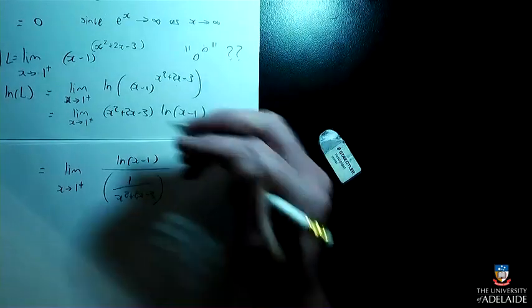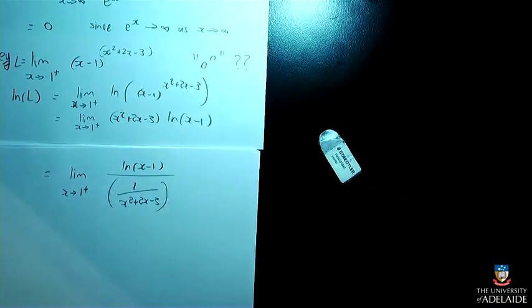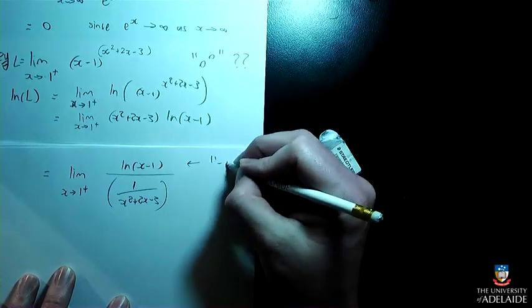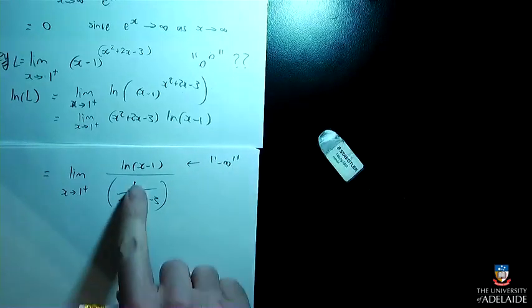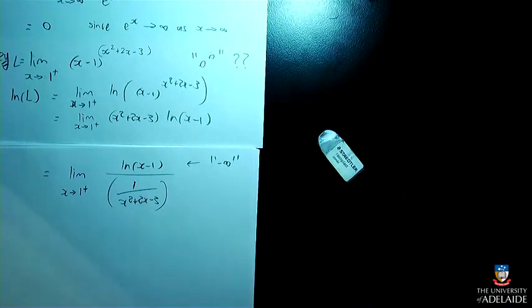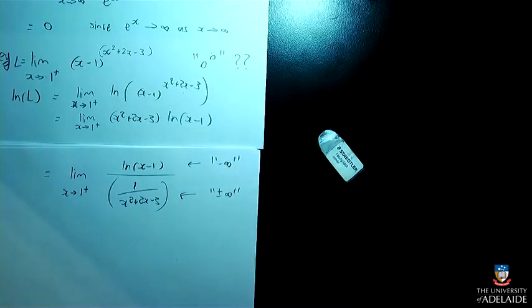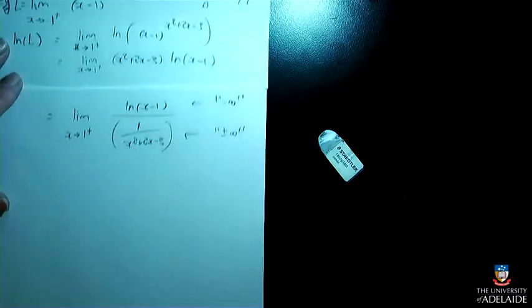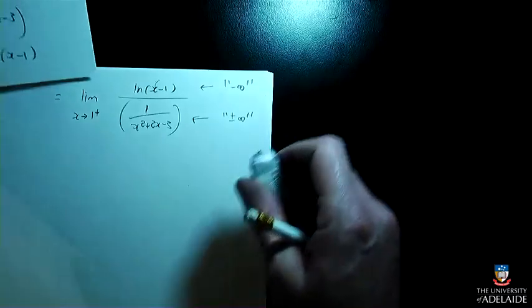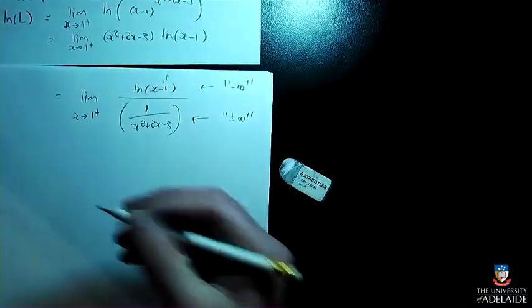So ln of 0 is minus infinity, and 1 over 0 is, well, plus or minus infinity depending on which direction you come from, depending on whether you come from the positive side or the negative side. And so we have an infinity over infinity, which means we can use L'Hopital's rule. I might write this one just so it's easier for me to do what I want to do.